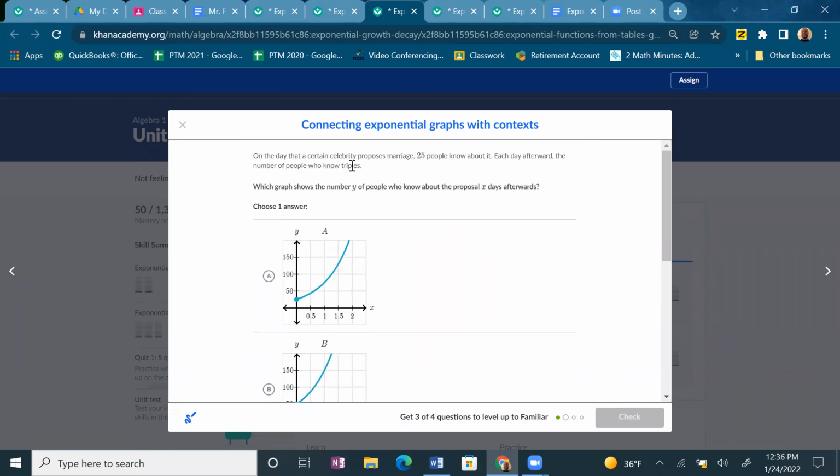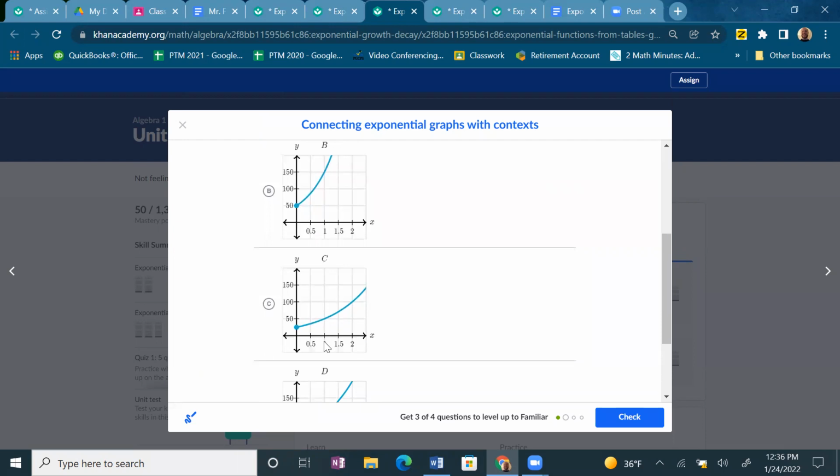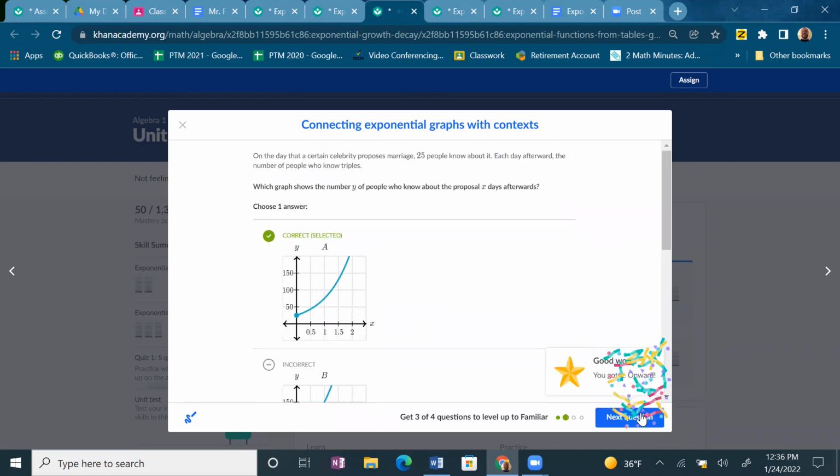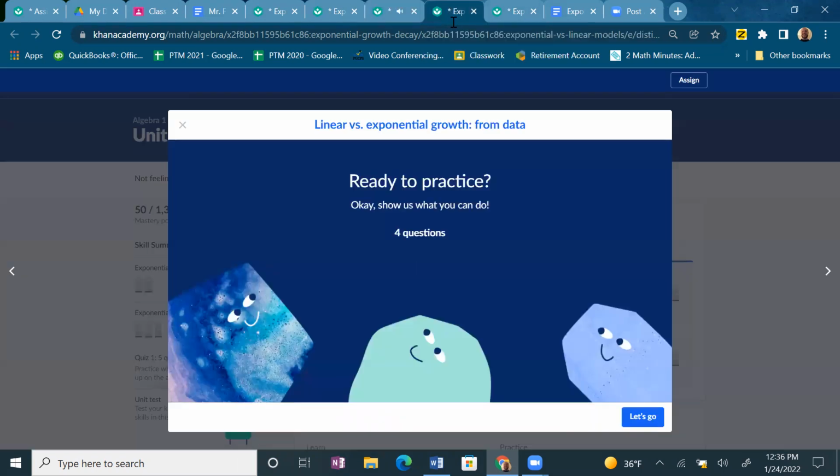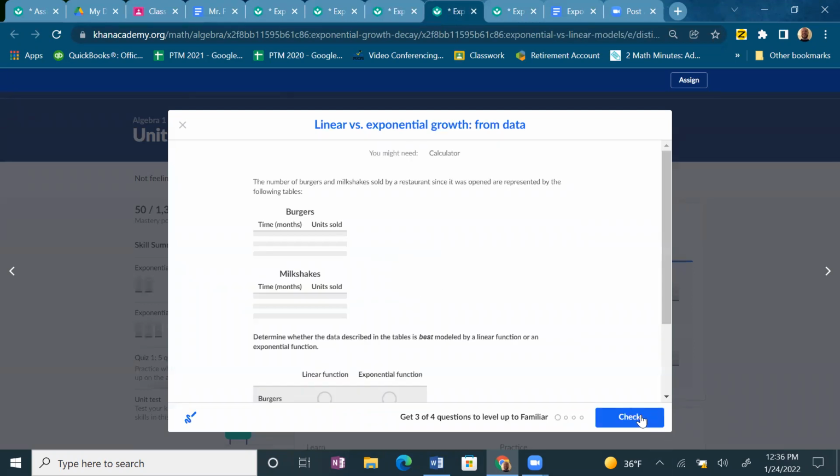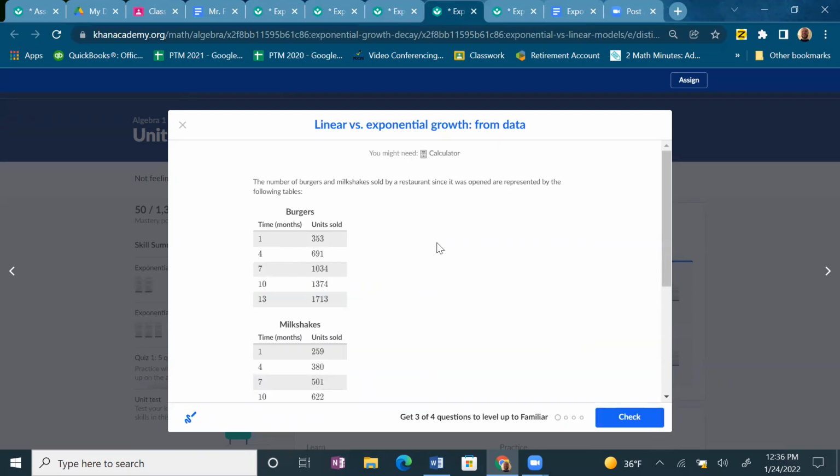Now, which one is tripling? That means one has to be 75, because 25 times 3 is 75. So is this 75? It looks like that is. Let's see about C. C is only 150. That's doubling. So make some interpretations for that. Have some fun.